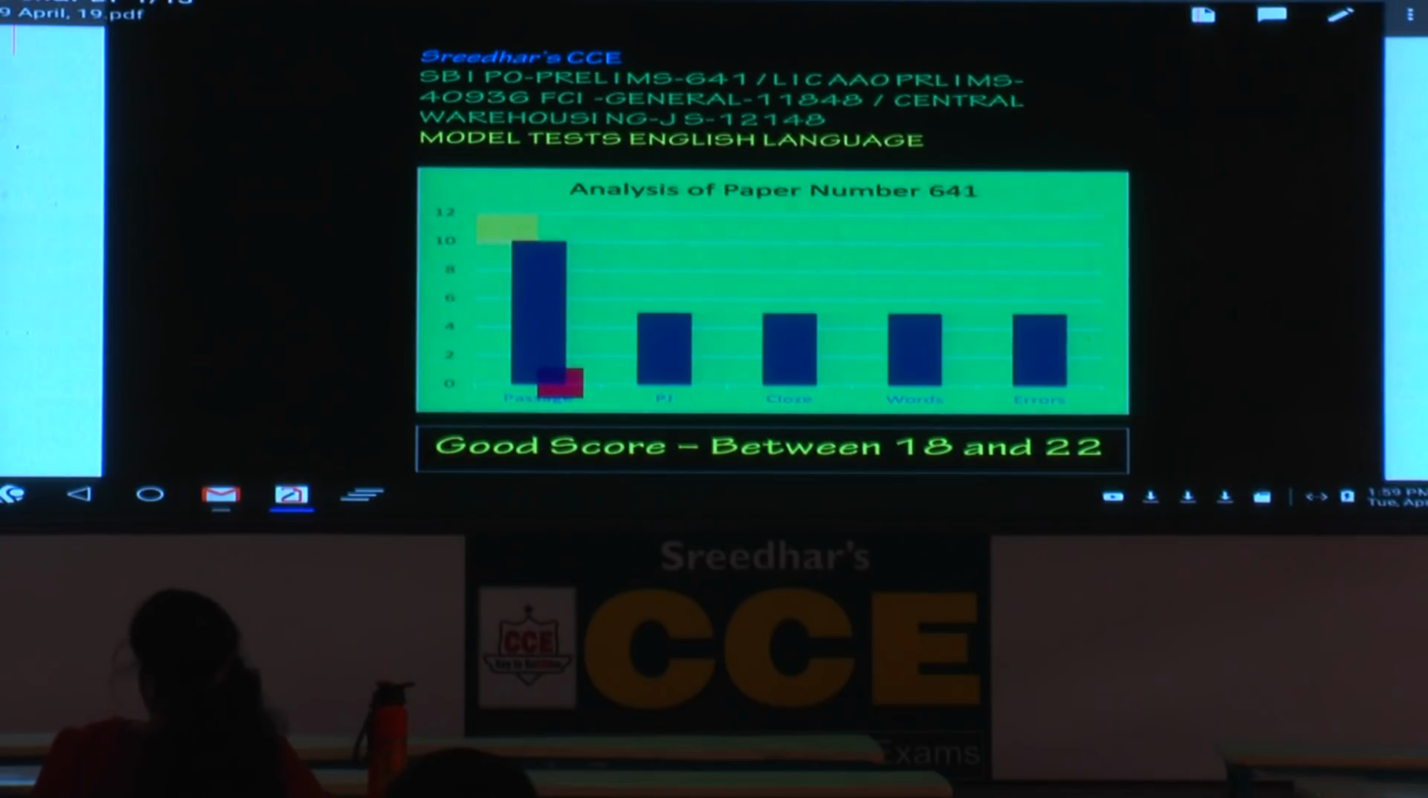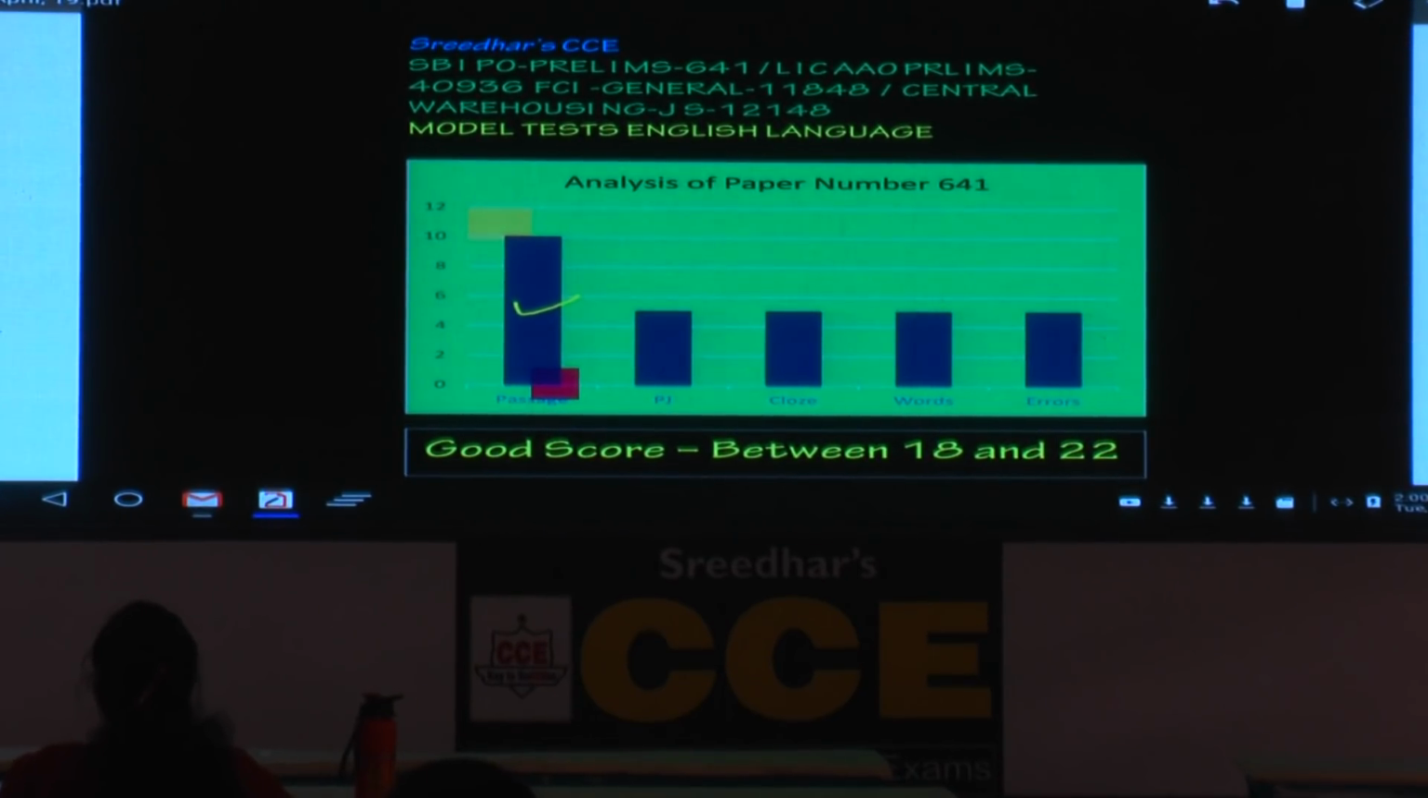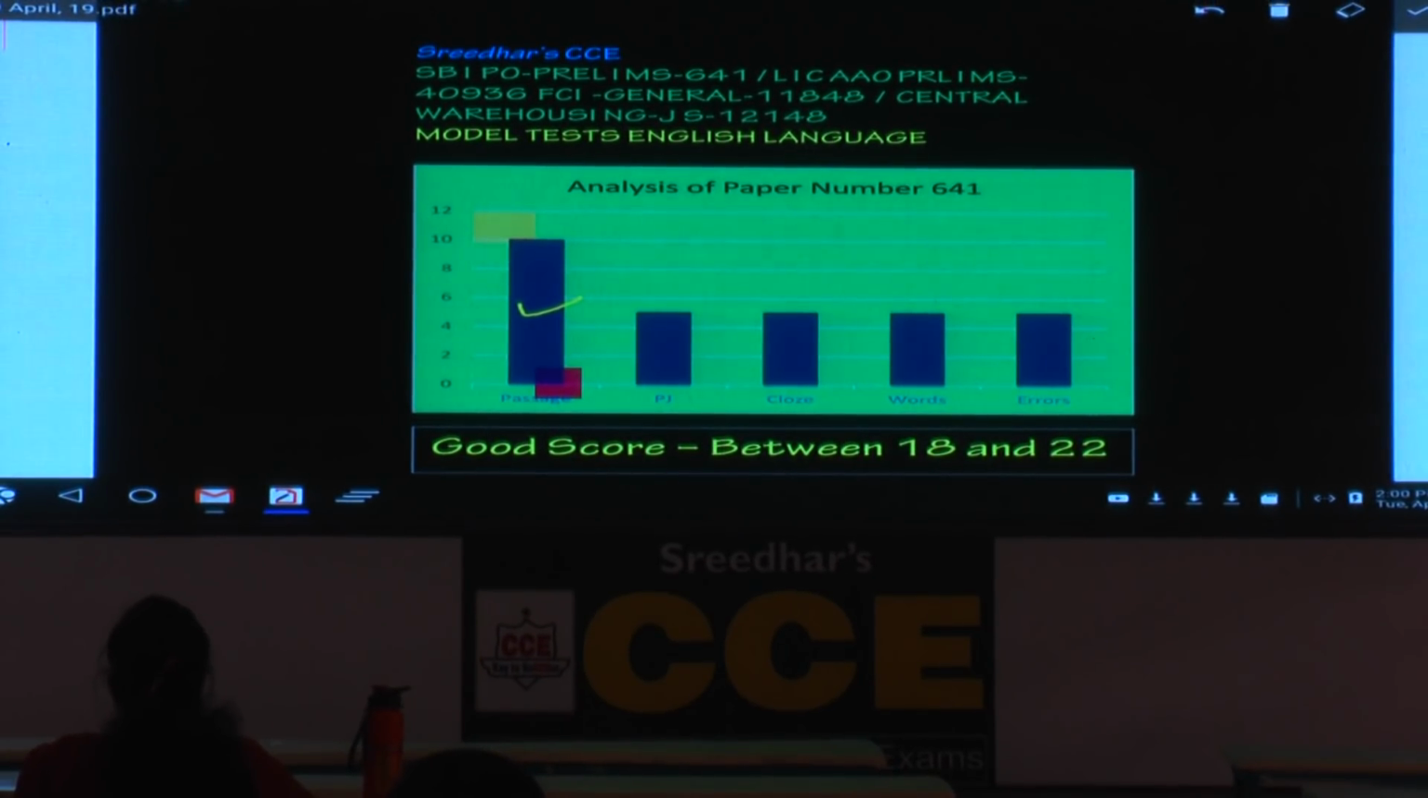Go to the first 5 questions, or we'll see the analysis of this paper. This paper passage, how many questions? 10 questions. A rather complicated passage. It talks about 2 different approaches related to product. One is a lenient approach or lean approach. The other one is empathetic approach.